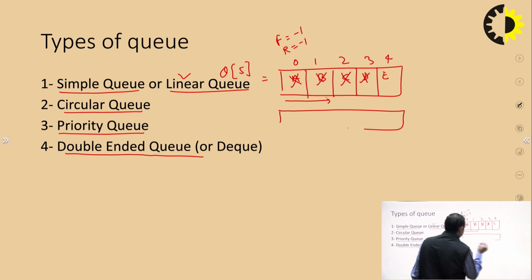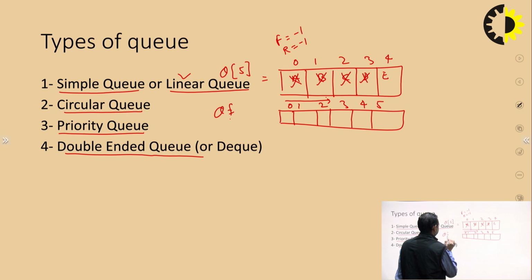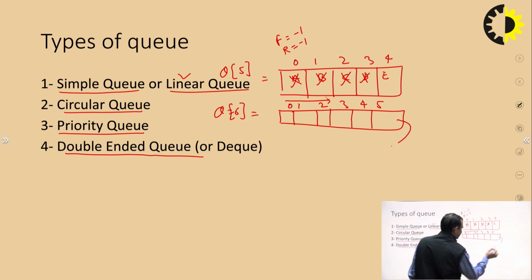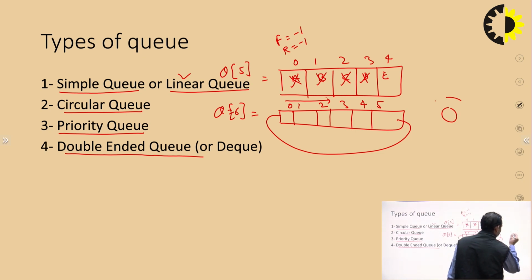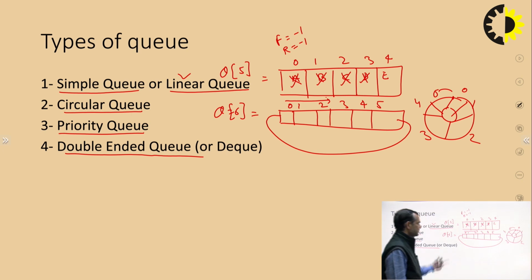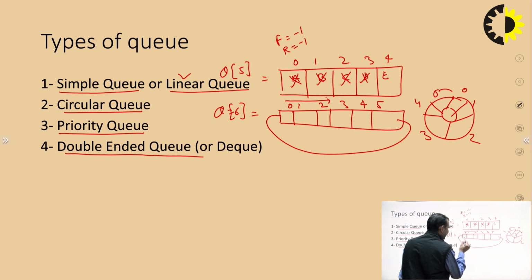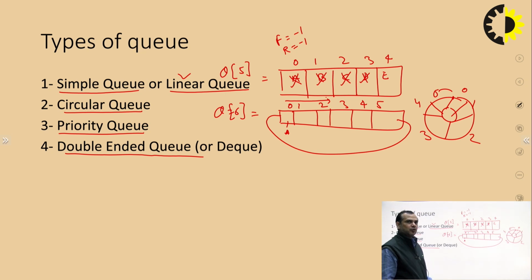Similarly, what is a circular queue? Suppose this is a queue of size 6. If the last element is connected to the first element, it is known as a circular queue, which means it is defined just like a circle. And what is a priority queue? Every element has a priority, and we perform the operation based on their priority.